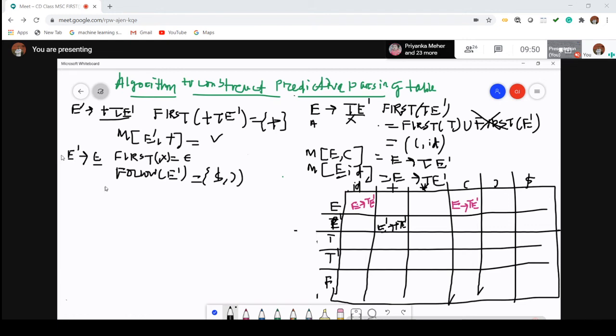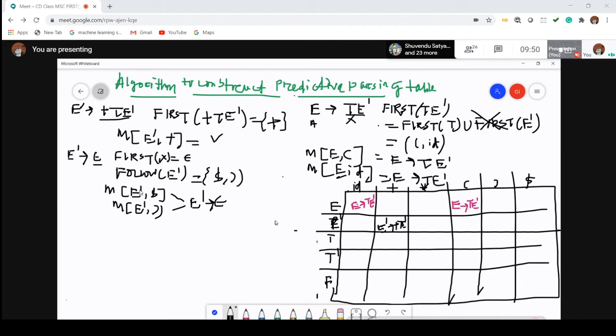So in place of M you can write like this: M of E dash and dollar, and another one, M of E dash and right parenthesis. I have to put which production? This production, E dash to epsilon. I have to put the production A to X, that means E dash to epsilon. I have to put this production over there.